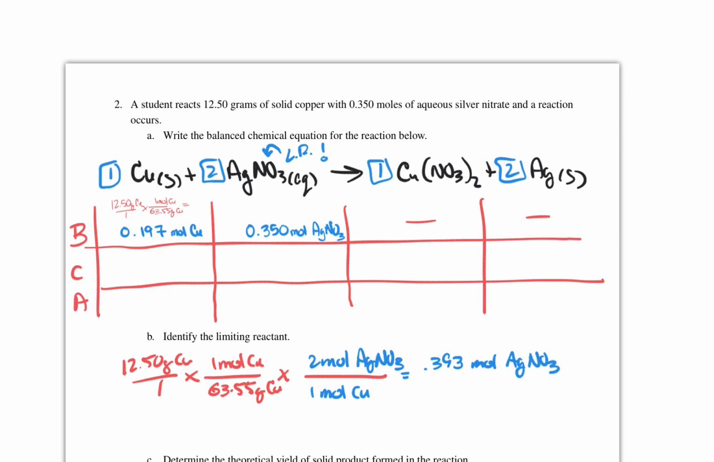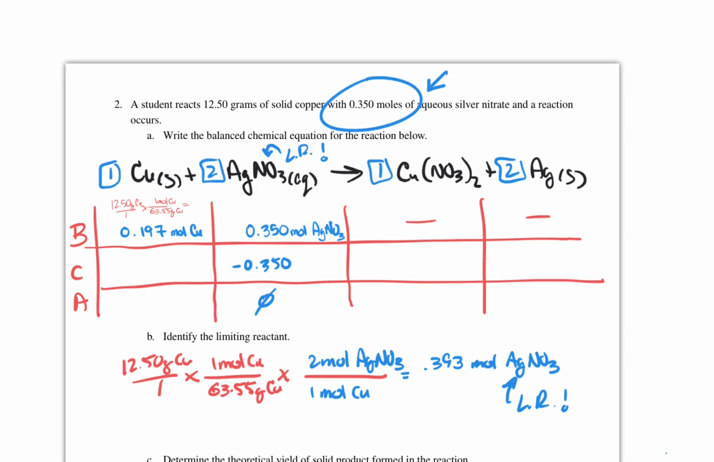We do not have 0.393 moles, we only have 0.350 moles. So that means we're going to run out of silver nitrate before we completely consume the copper. Again, that means silver nitrate is our limiting reactant. Now, since silver nitrate is our limiting reactant, we know we're going to use all of the silver nitrate and we're going to have no silver nitrate left over after the reaction.